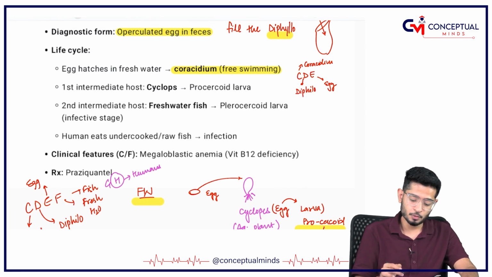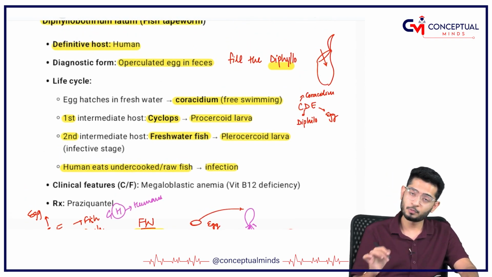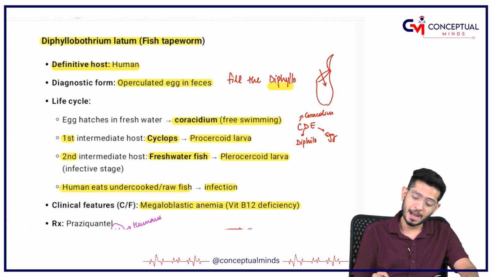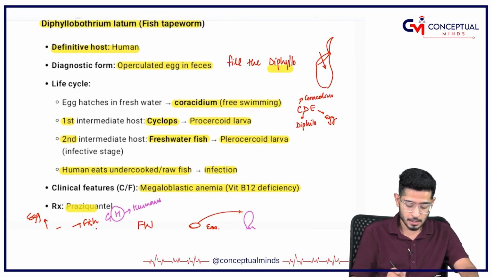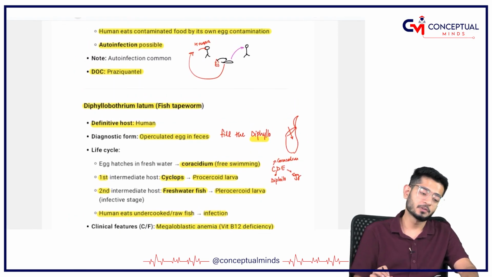I am repeating it for you. Remember, firstly you will have Cyclops, that has the prosarcoid larva. Then you have the second intermediate host, that is the freshwater fish, which will have the plerosarcoid larva, which is going to be eaten by the humans, and it is responsible for causing infection. Now what will be the infection? The infection is going to be megaloblastic anemia, that is vitamin B12 deficiency, and since Diphyllobothrium is a cestode, the treatment is going to be praziquantel. This is about Diphyllobothrium latum.